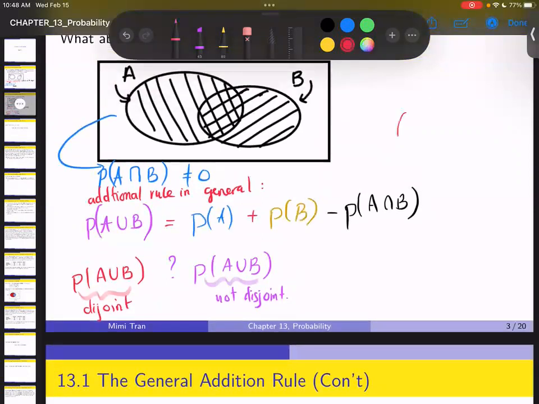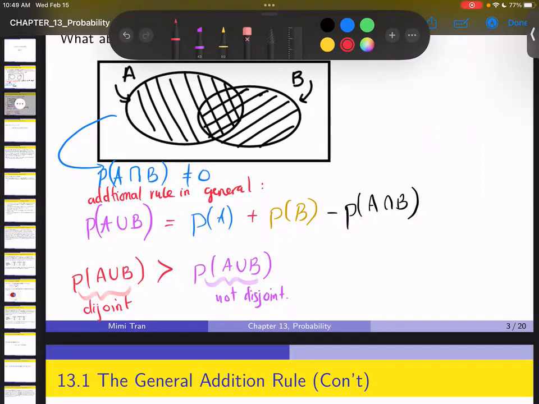Let me write again. Here is disjoint, and here is not disjoint. Which one has a bigger union? The disjoint one, right? Definitely. In terms of area, it is bigger than the one where the events intersect each other. So definitely disjoint has a bigger probability, union-wise.